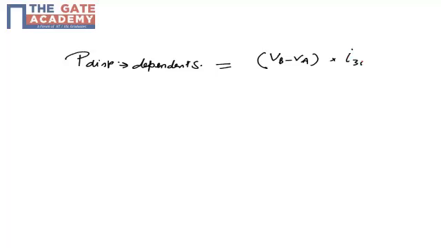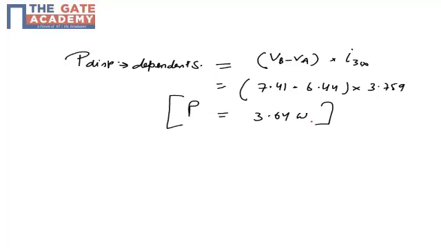We need to find out the power dissipation across the dependent source. So the power dissipation across the dependent source will be the voltage difference, which is VB minus VA, times the current through 3Ix, which we have just found. VB is given as 7.41 minus VA, which is 6.44, and the current is 3.759. So this is nothing but 3.64 watt. So power dissipation across the dependent source is 3.64 watt.